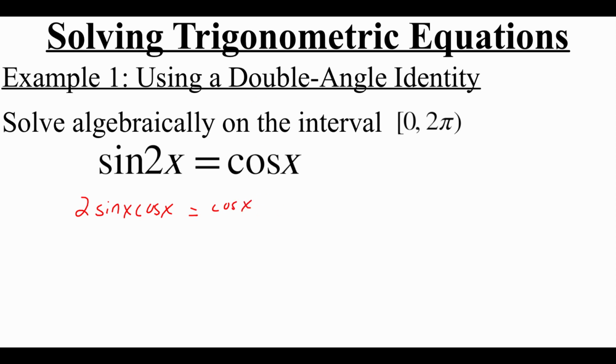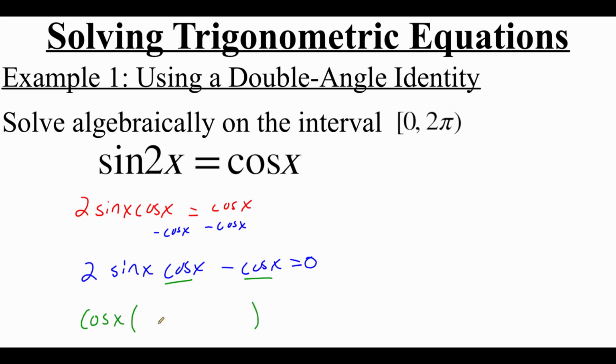cosine of x. Now we don't typically like to solve an equation with variables on both sides, so I'm going to subtract this cosine of x over to the left-hand side. So you would get 2 sine of x cosine of x minus this cosine of x equals 0. Now I notice that both of my terms have the cosine of x in it, so we're going to take that out as a GCF. So then we'd be left with cosine of x times 2 sine of x minus 1 equals 0.